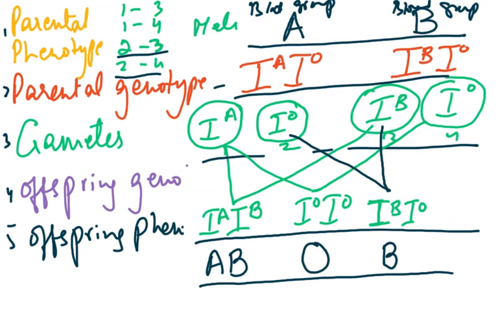And then the last one, which I said 2, 4, this would be IO, and this would be blood group O.